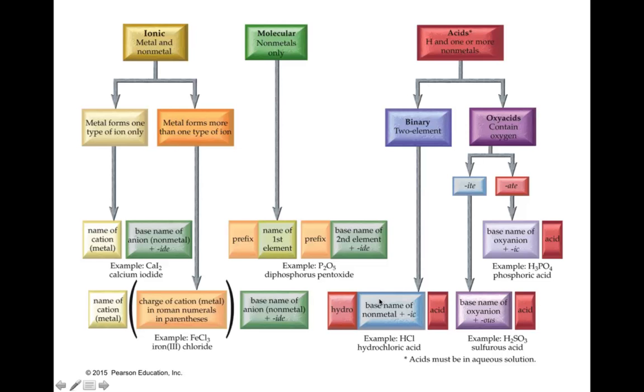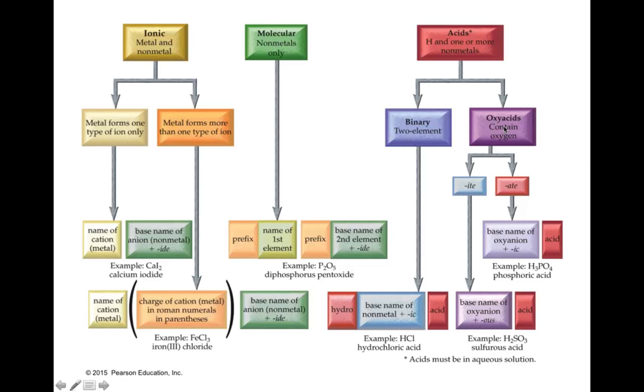Okay, and the name starts with hydro, then the base name of the nonmetal different from hydrogen, using the ending IC, and you're going to add the word acid. So we have HCl: hydrochlor, from chlorine, hydrochloric acid. That's the name of HCl.